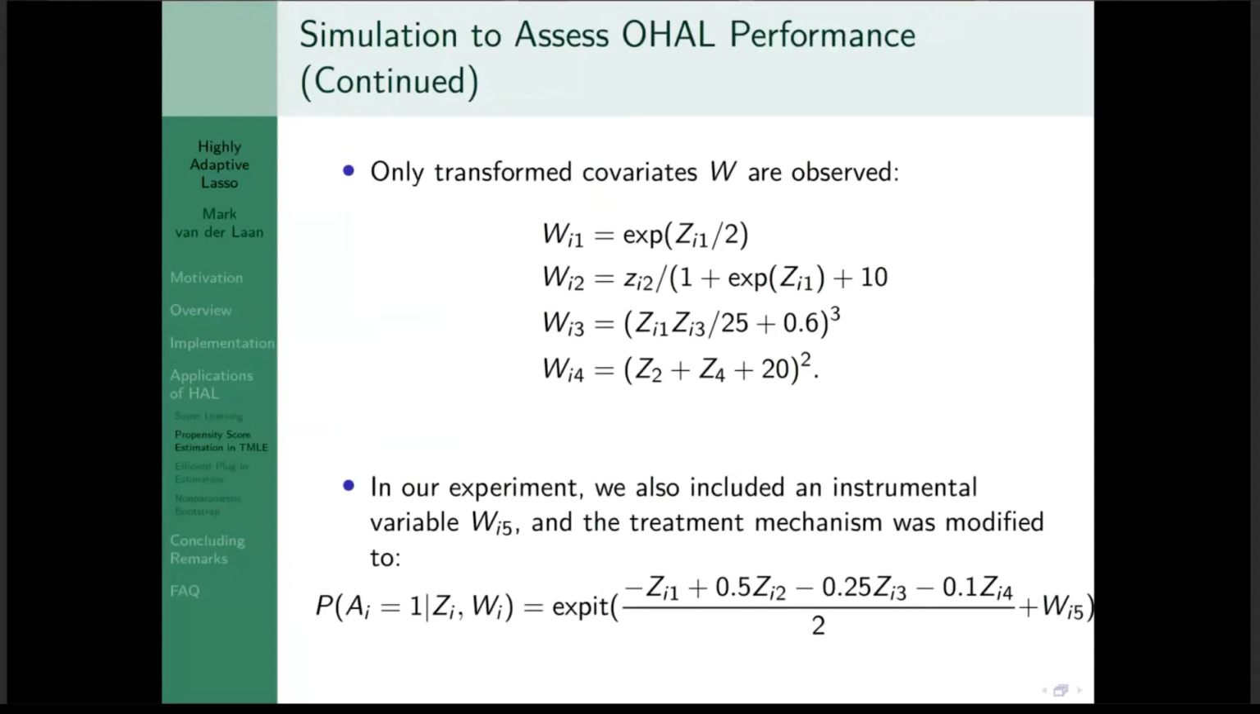And we are making it a little more complicated by also adding an instrumental variable, so that the treatment has that variable W5, which is really not important, but it would predict treatment. So normally you would select it, right? If you just fit your propensity score, because it looks like an important variable. So it's only by looking at the outcome that you can decide maybe, hey, maybe it's not so important.